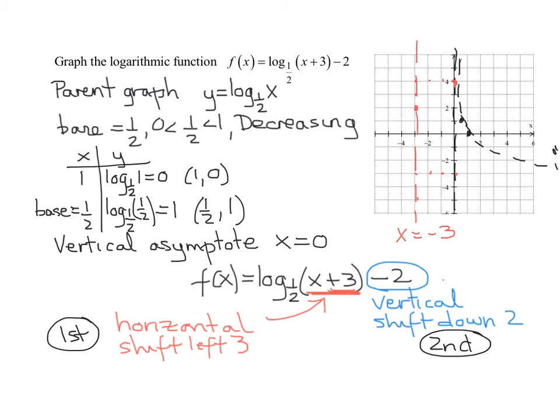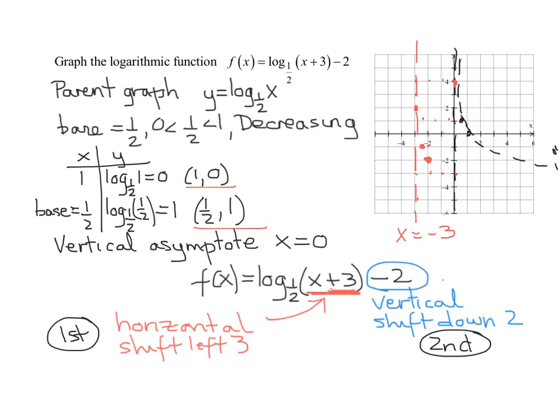And now all I have to do is move these points. So I'm going to take the first point, (1, 0), which is right here, and I'm going to move it left 1, 2, 3, and then down 1, 2. So there is a point on my graph. Then I'm going to take the point (1/2, 1), and I'm going to move it left 1, 2, 3, and then I'm going to move it down 2, 1, 2. So there's my second point on the graph.